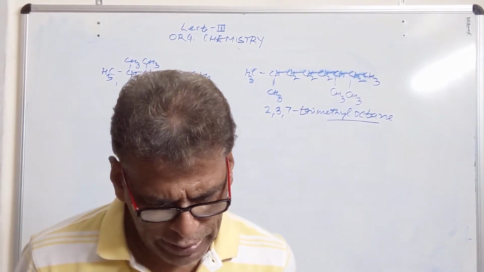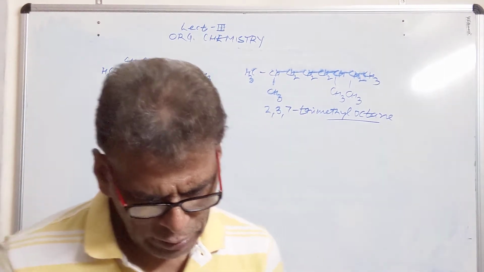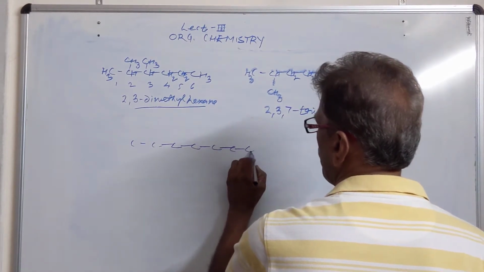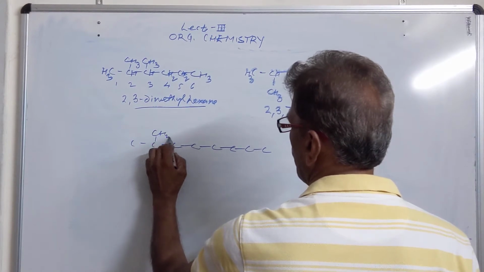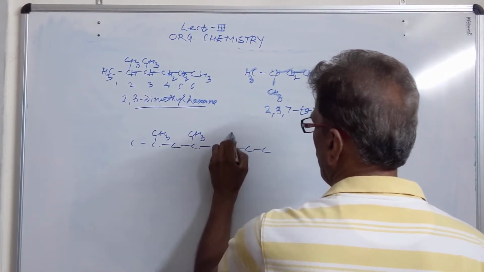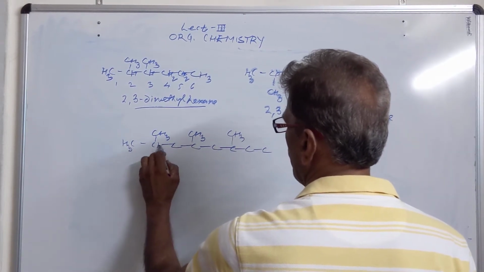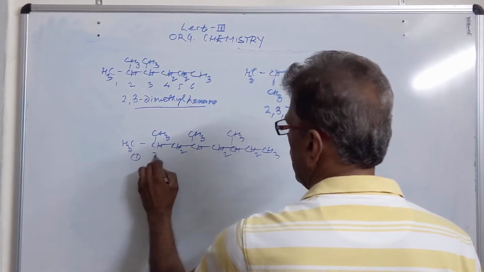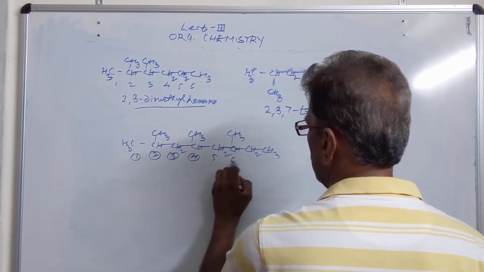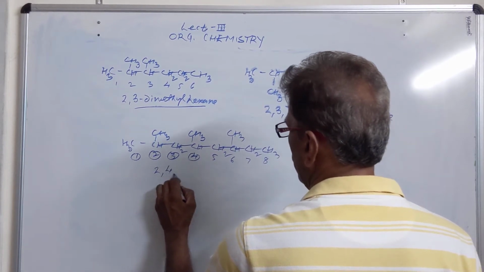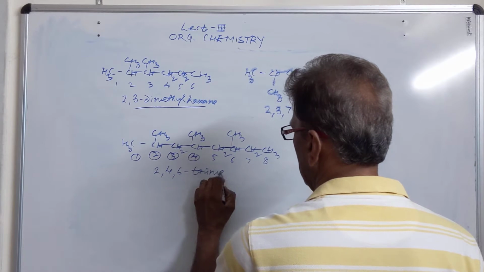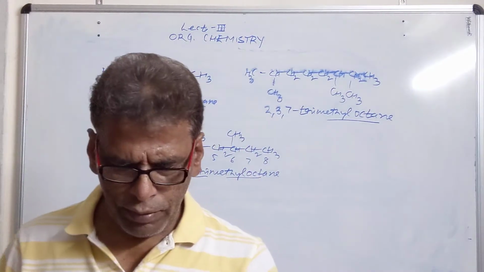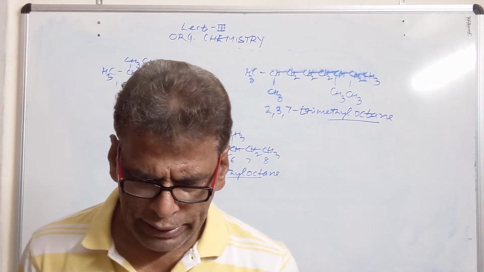We are having the chain of 8 carbons, carbon number 2, 4 and carbon number 7. They are having the substituent. This chain is numbered again from that end, which gives lowest number to the first substituent. So this will be 2, 4, 6 trimethyl octane. Then we have the next system.